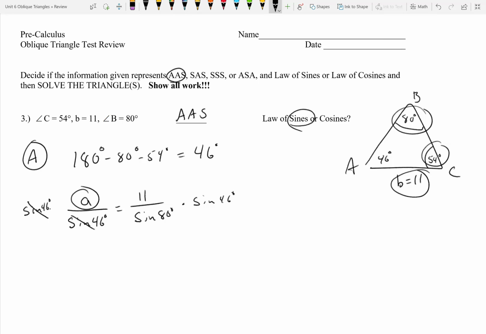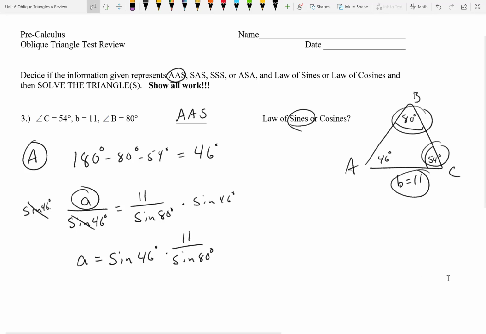Simple algebra. If the algebra is difficult, chances are you've set the problem up poorly. If you put this upside down, you have at least two steps in order to isolate the variable, and what I saw in the quiz, if you did it that way, you usually did not arrive at the correct answer. So set it up with the variable in the numerator right from the beginning. Make your life easy. So A equals sine of 46 degrees times 11 over sine of 80 degrees.